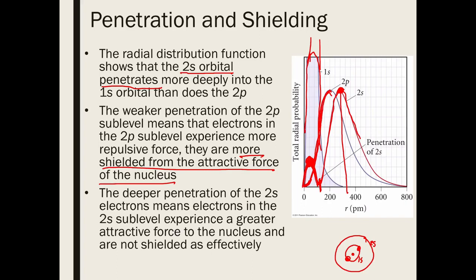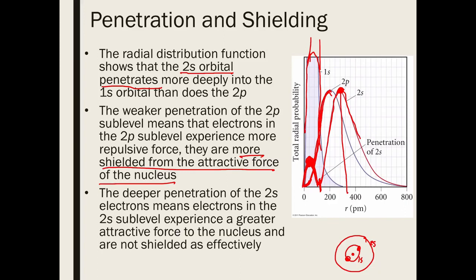Again, thinking about Coulomb's law, right? They are very, very close to the nucleus, a very small radius, a very small distance. So they will have a large force of attraction. The 2s, even just by being farther out, have a slightly lower attraction to the nucleus because they are farther away.